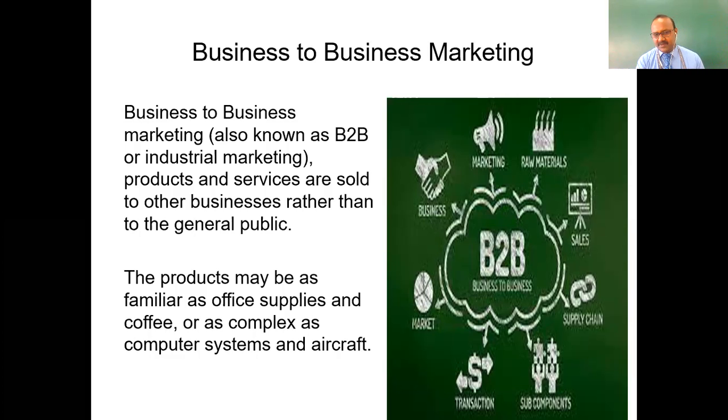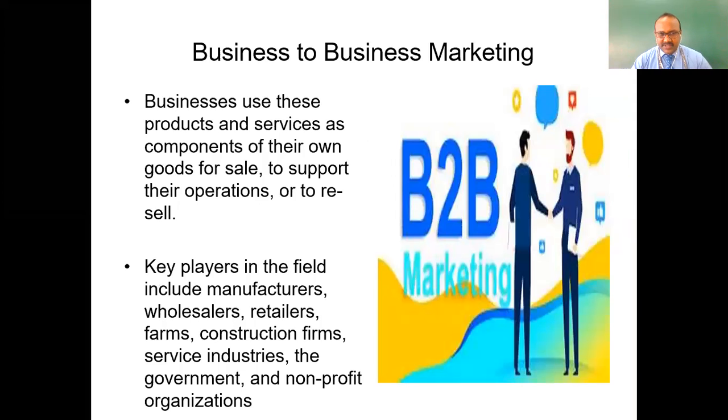So it can be as simple as an office supply, or it can be that soft drink that Xerox purchased, or it could be just that lawnmower that was purchased, right? And it can be as complex as manufacturing a very complex product, right? It could be a manufacturing of an automobile, manufacture of an aircraft, right? Or construction of a building. So it could be anything of that sort. But that's B2B. So businesses use these products and services as components of their own goods for sale to support their operations or to resell.